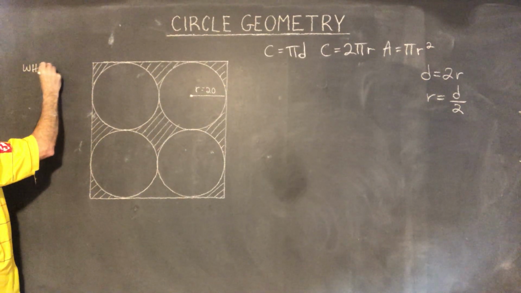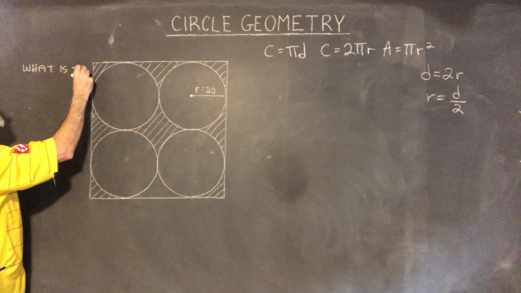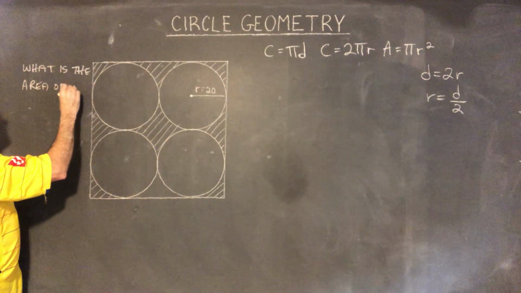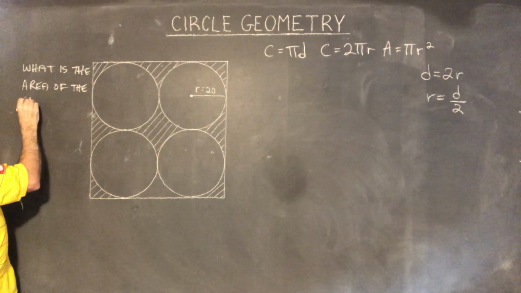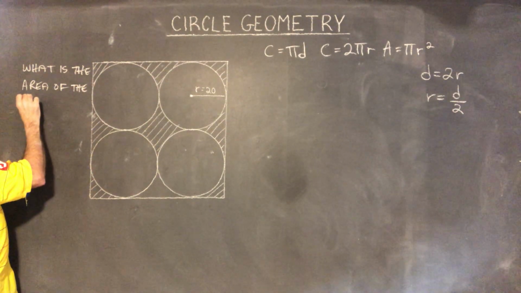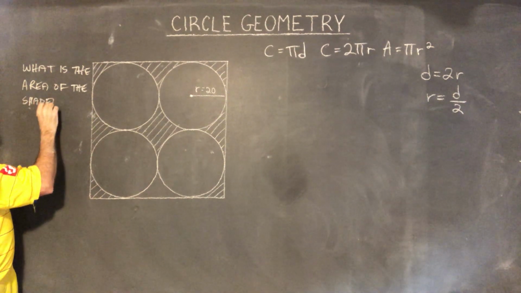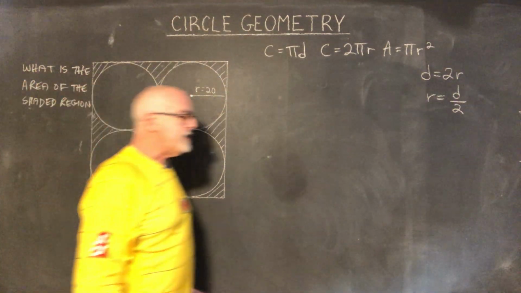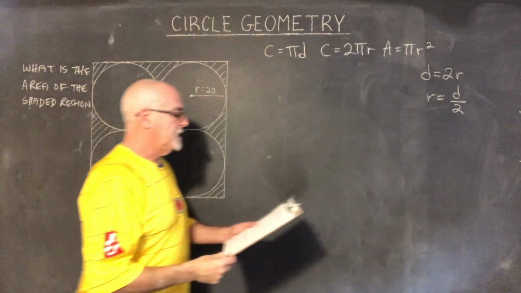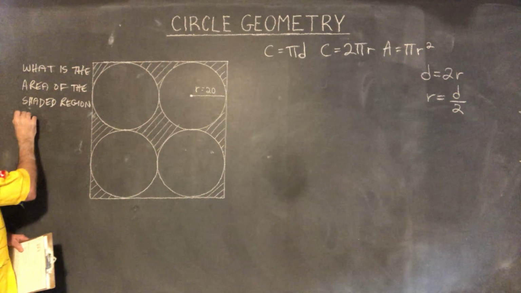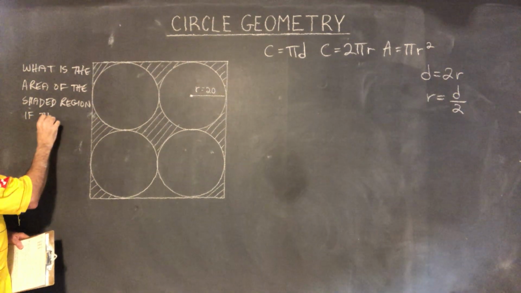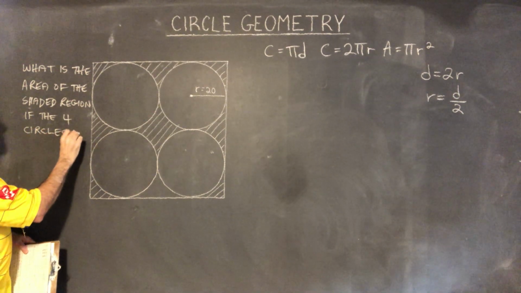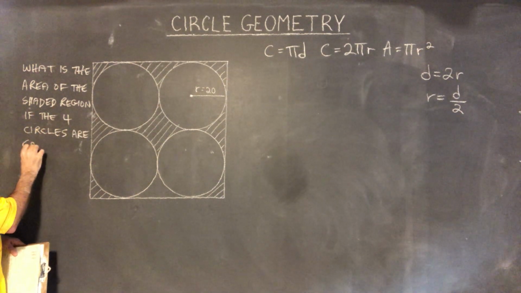What is the area of the shaded region? That's an H. It's a messy H, but it's an H. Shaded region. And there was an if. It's important to say this. If the 4 circles are congruent.